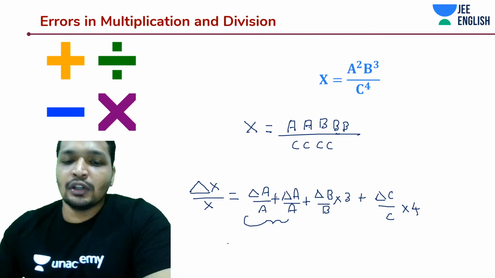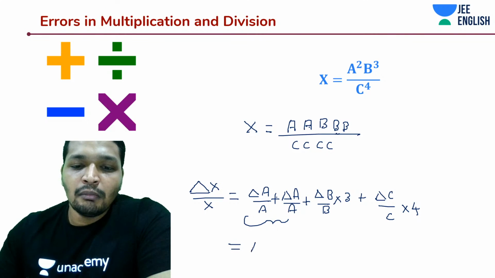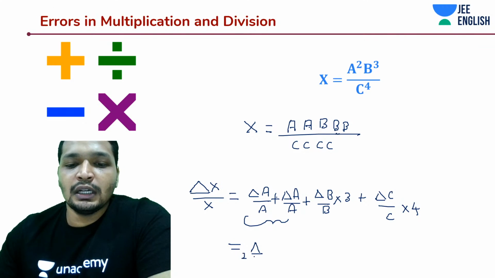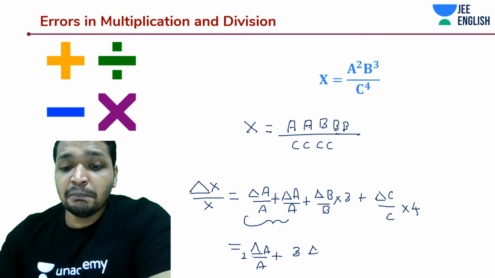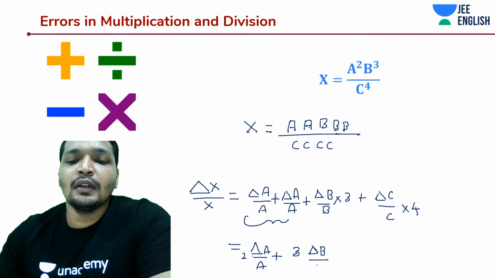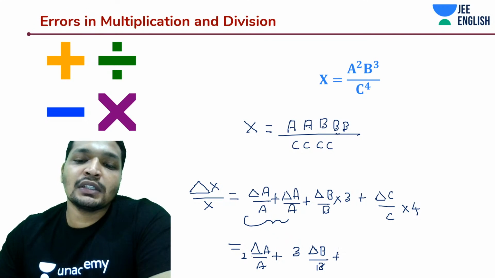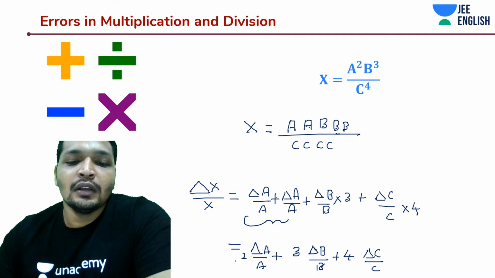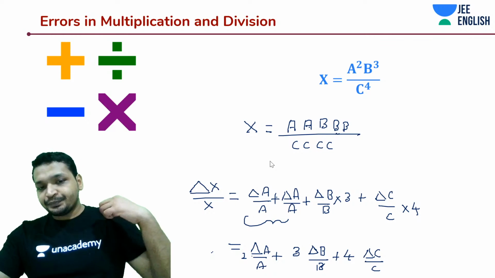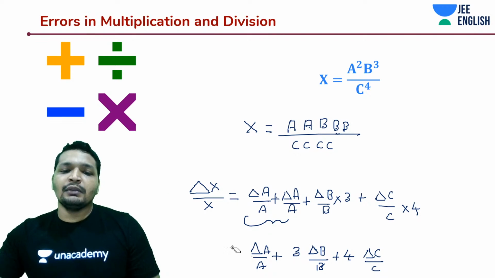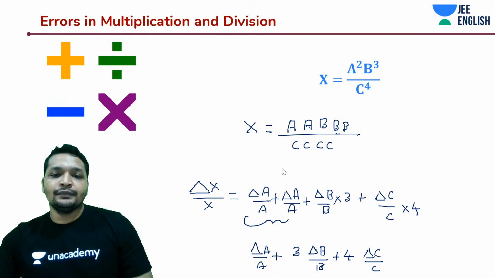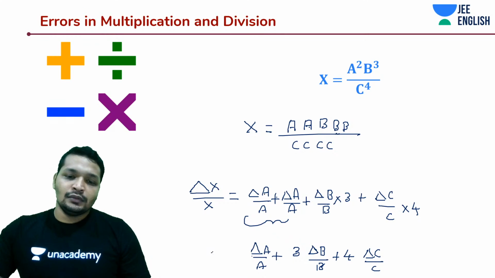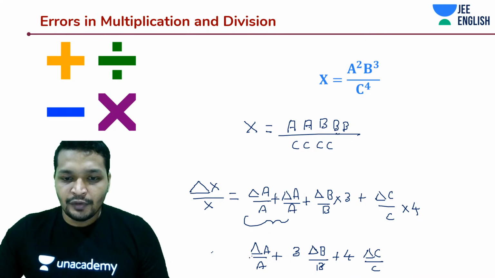You can do it even using log. But yes, this is how it works. Delta a by a, 2 times delta a by a plus 3 times delta b by b and 4 times delta c by c. You literally add. There was a question on this, a derivative form of question on this in your JEE Mains 2019. Very easy one.